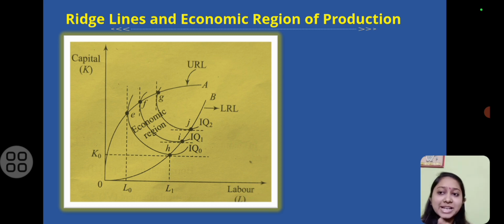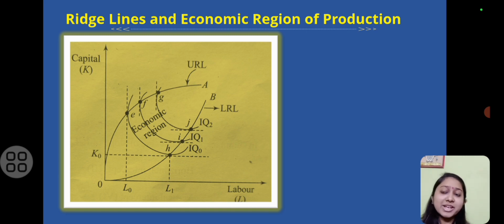Producer produces in the negatively sloped portion of isoquant only. The lines connecting these, HIJ, where the marginal product of labor is 0, and EFG, where the marginal product of capital is 0, are called ridge lines. The upper ridge line connects all the points where marginal product of capital is 0, and the lower ridge line connects all the points where marginal product of labor is 0.